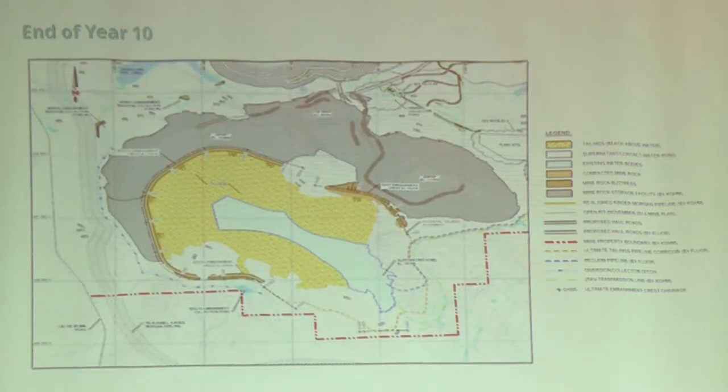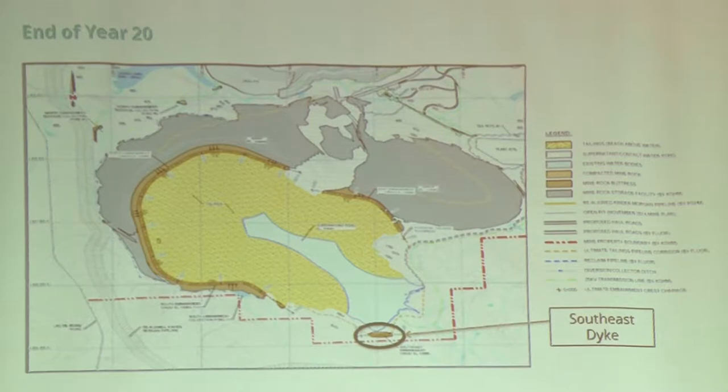This is year 10, where you see now we've got the majority of that north embankment constructed, the buttress here behind it, east embankment and buttress. And this would be the final configuration, or how the embankment would look as we near the end of the mine life and go into the reclamation and closure of the facility. Buttress all the way around on the north embankment, fully buttressing the east.